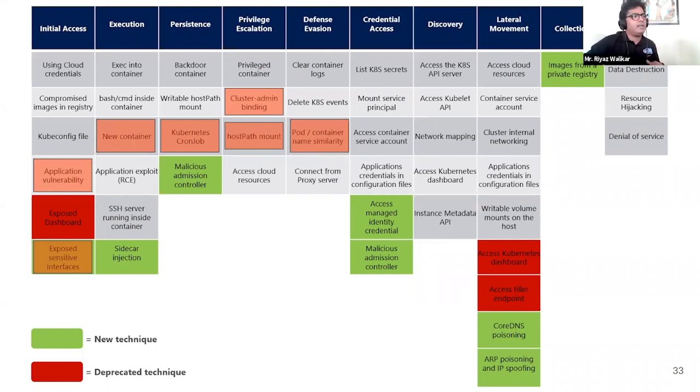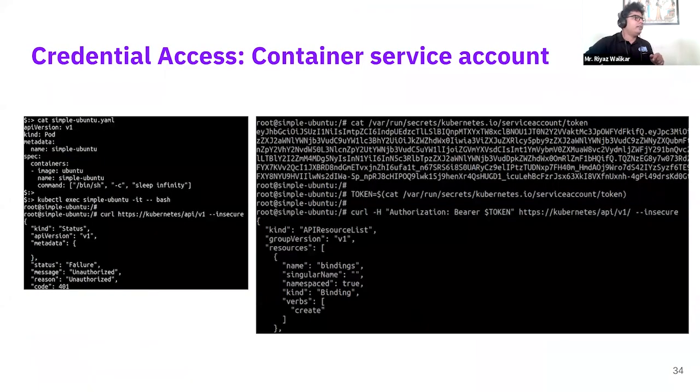Credential access: listing Kubernetes secrets, mounting service principal, access container service account, application credentials and configuration files, 2 new ones that have been added, malicious admission controller, and access managed identity credentials. We'll take a look at container service account. I think I have only one of those. Take a look at me trying to start, or rather me gaining access to a pod and trying to make a request to the Kubernetes API server.